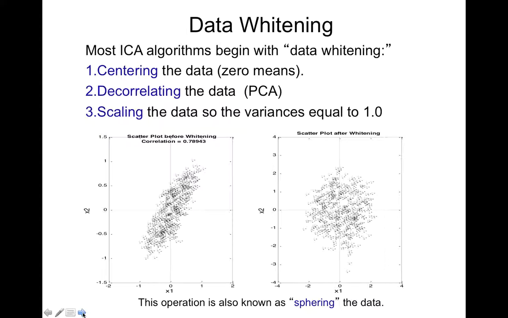Most independent component analyses begin the algorithm with data whitening. The whitening steps are, first, you take the data set and center it, which usually involves subtraction of means. You then decorrelate the data using principal component analysis, and then scale the data so that the variances are all equal to 1. The whitening operation is often known as sphering the data. Here's an example of before and after data whitening.